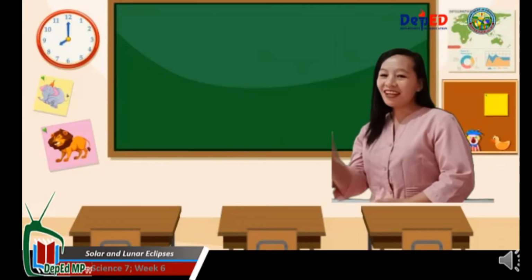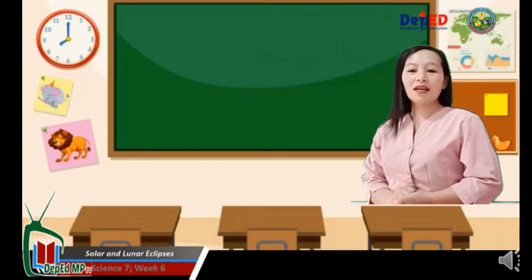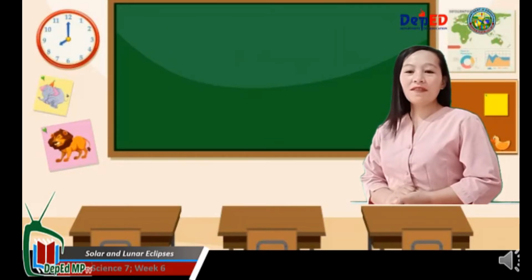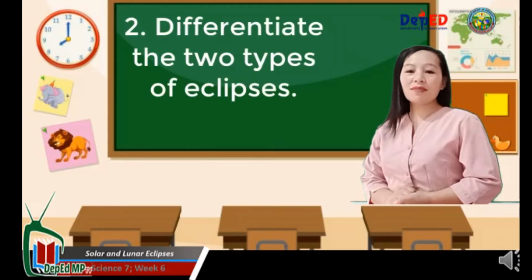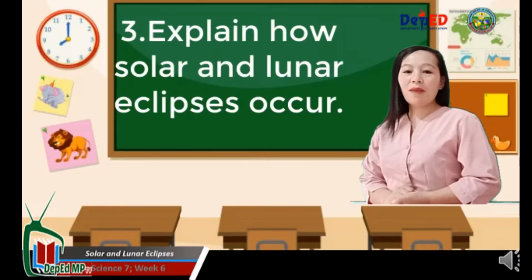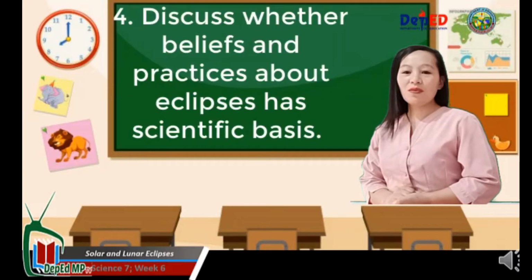And let's start. At the end of this module, you should be able to, first, define an eclipse. Second, differentiate the two types of eclipses. Third, explain how solar and lunar eclipses occur. And fourth, discuss whether beliefs and practices about eclipses have scientific basis.